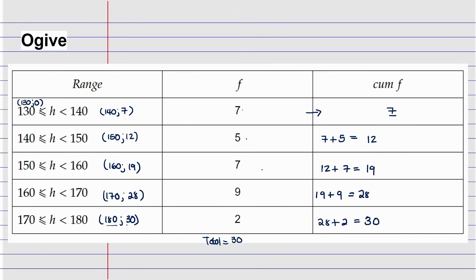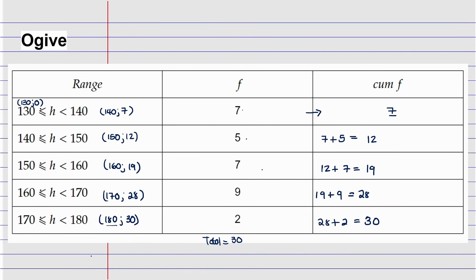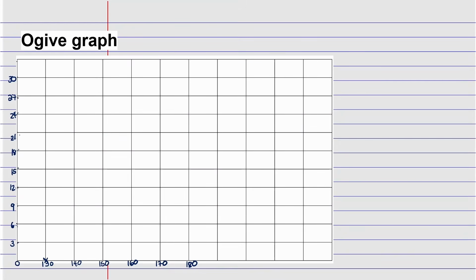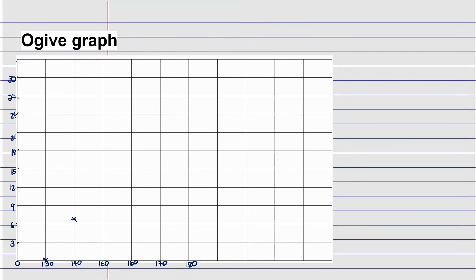So we see that the first point is 130 and 0, so it's just on the x-axis. So our point is here, right? Then the next point is 140 and 7. So 140 is here and 7 is going to be in between 6 and 9, so somewhere here. That's where our 7 is going to be. So let me just put it like this. Then we're going to have 150 and 12, which is going to be this one, right?